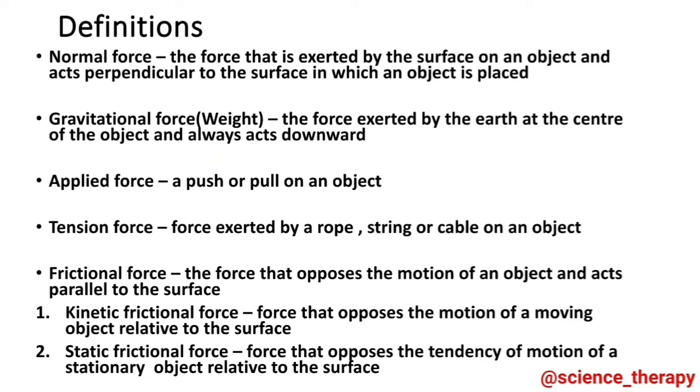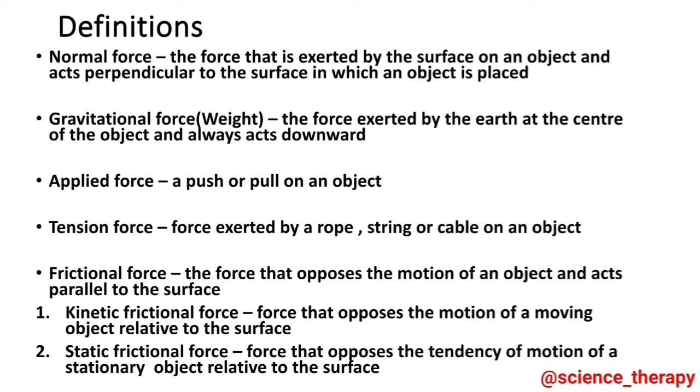Then we have the applied force. This is a push or pull on an object. So if it is indicated that an object is being pushed or pulled, then you know that you have to include that applied force. Then we have tension force. This is the force exerted by rope, string, or cable on an object. So if you say rope or string or cable attached to a particular object, then there is tension force.